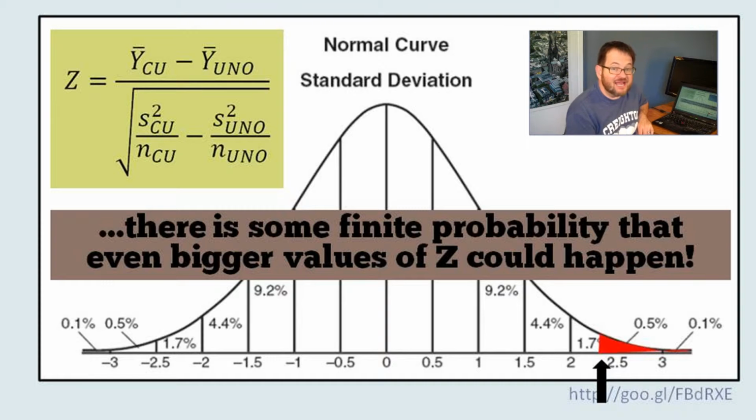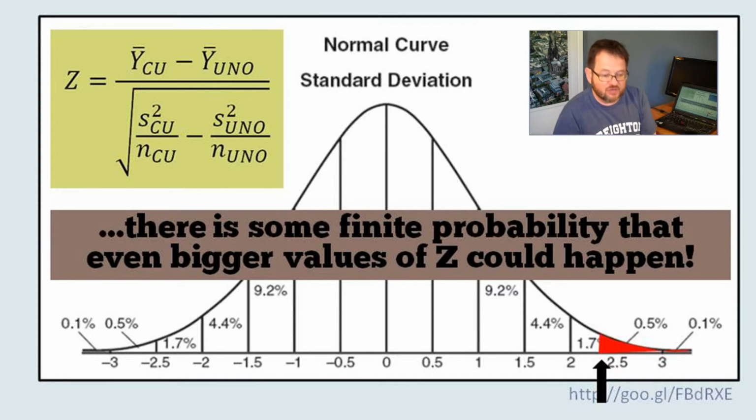I mean, there is some finite probability that we would get even bigger values of Z just by chance. There is some finite chance that I had bad luck when I made my choice of the Creighton students and the UNO students. And I just happened to get 10 really tall Creighton students, or I just happened to get 10 really short UNO students. That's an error. I really want the samples to be representative of Creighton and representative of UNO, but it happens.